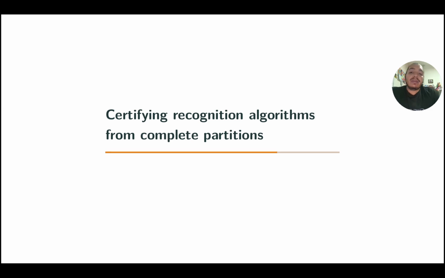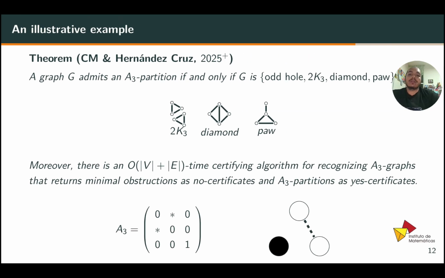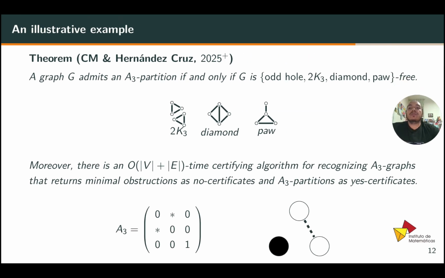Well, now we have all the necessary ingredients to talk about how to construct certifying recognition algorithms that use minimal obstructions as no certificates, and that at the same time they use complete partitions as we defined before. So in order to explain this, I am going to give you a very illustrative example that I developed together with Cesar Hernandez Cruz. In this example, we are going to work with this pattern A3 that has three parts, two independent sets and one clique.